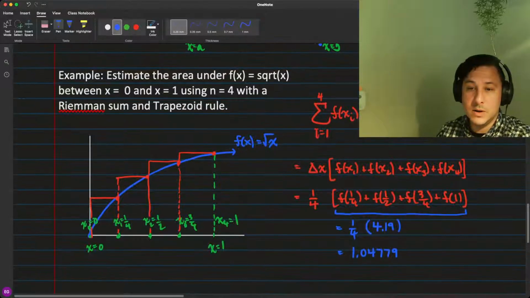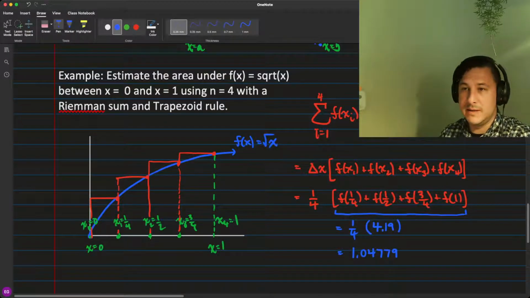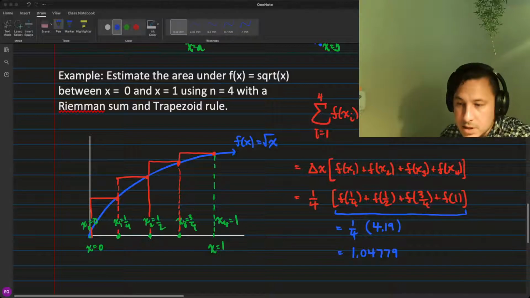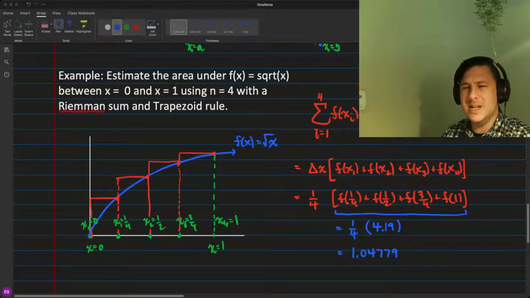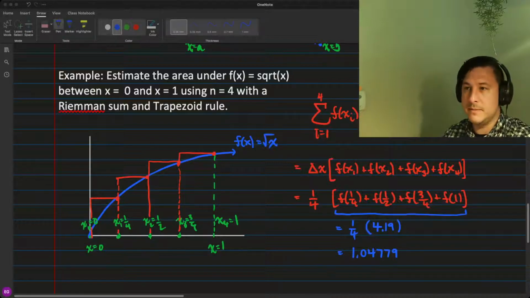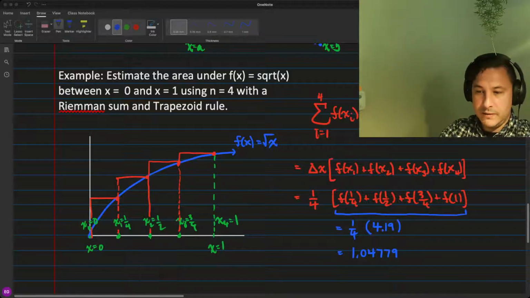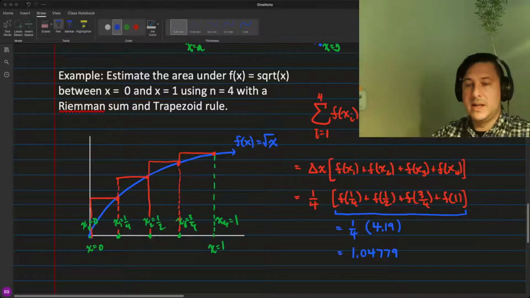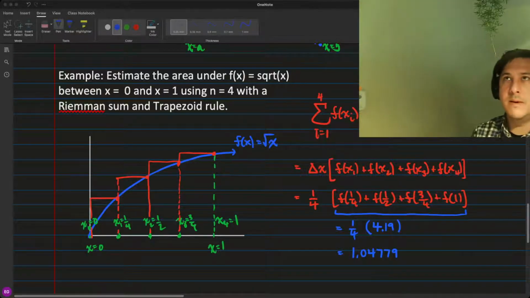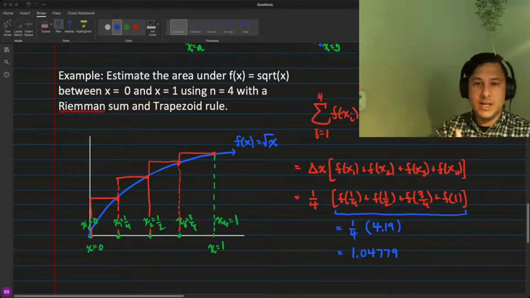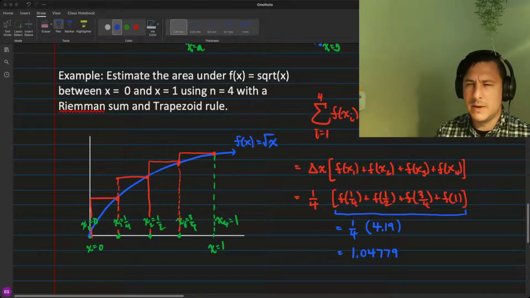Okay, so according to this, if you add up all these rectangles, it's 1.04779. Why did you calculate up to 1.25? Oh, because apparently, on Wolfram, it doesn't plug in the last value. So if you tell it to go from 0 to 5 by 1, it will do f of 0 plus f of 1 plus f of 2 plus f of 3 plus f of 4. It won't plug in that last number 5. So if I'm going by quarters and I want to stop at 1, you have to tell it 1.25. It's really weird. I don't know why it does that.